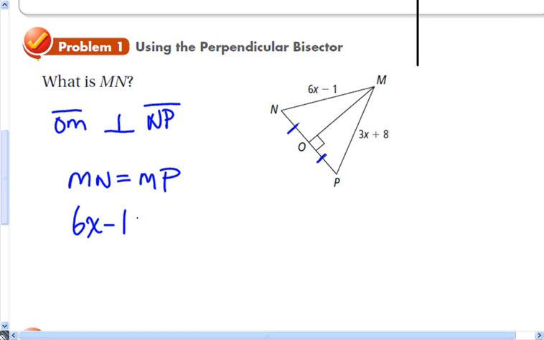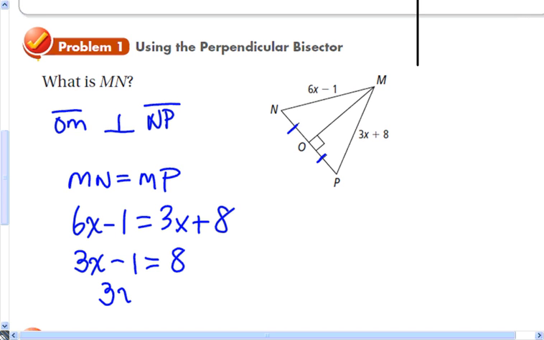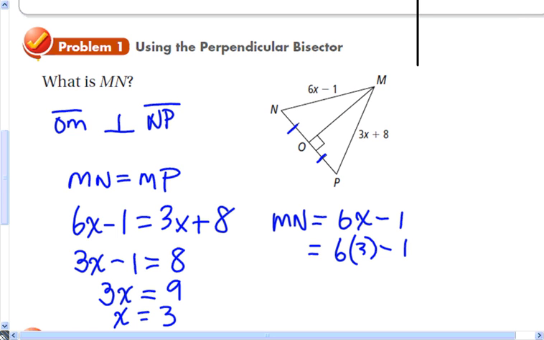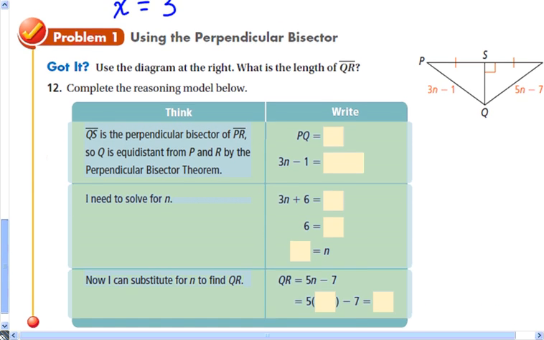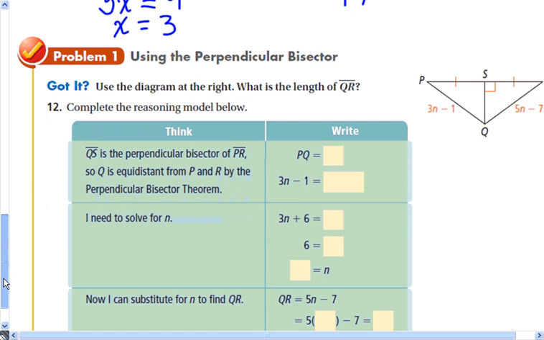And so we can just substitute. We get 6x minus 1 is equal to 3x plus 8. And then we can use our properties of equality to solve that. Use the subtraction property of equality, take away 3x from both sides. Use the addition property of equality and add 1 to both sides. Use the division property of equality and get x equals 3. Now we know that the length of segment MN is 6x minus 1, and we can substitute 3 for x, and we get MN is equal to 17. All right, go ahead and pause and try that problem, see if we can figure it out.